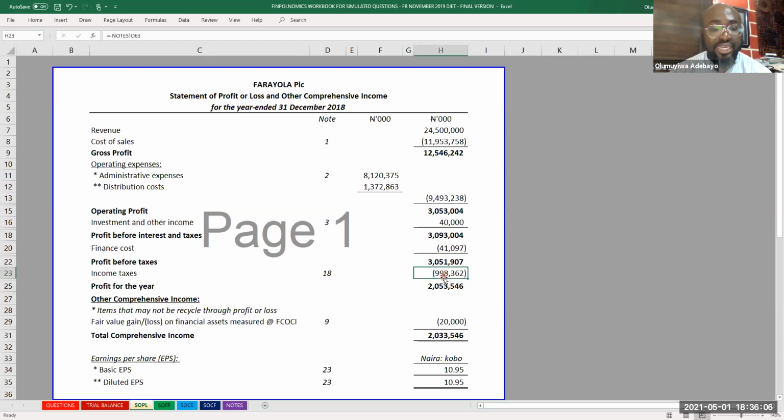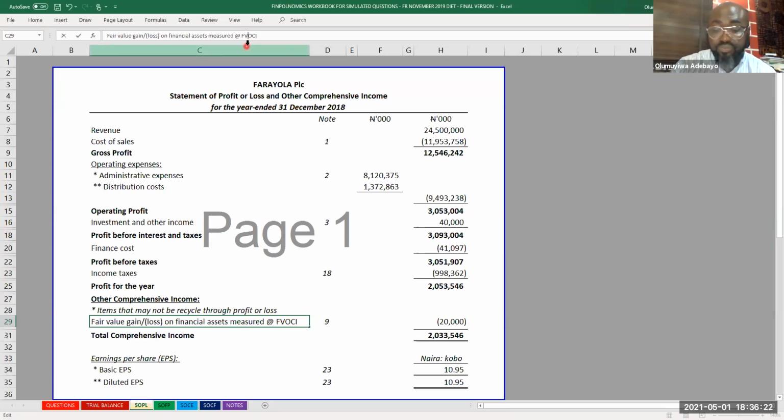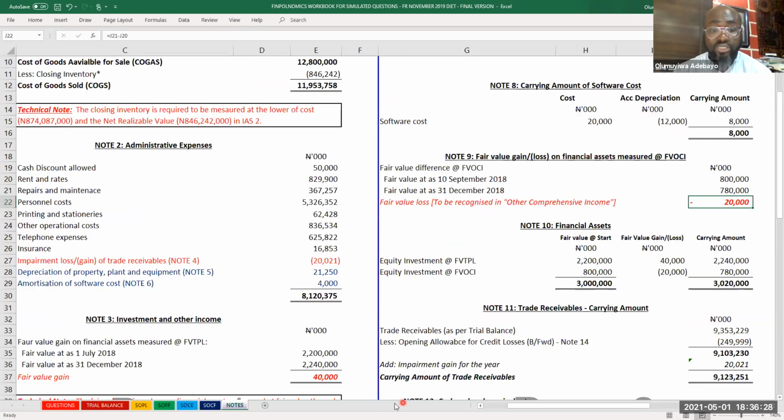But before I get to income tax, I quickly take you to other comprehensive income. The only item in other comprehensive income is a fair value gain or loss from the financial asset measured at fair value to OCI. Which was it, 20 million loss? If you remember the 20 million loss, this 20 million loss arose from the financial asset that was measured at fair value to OCI. Okay, now we'll come back there.